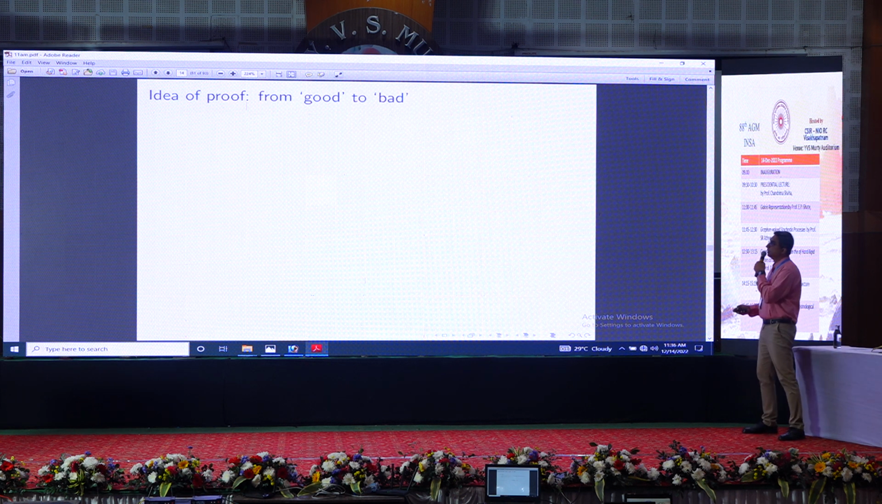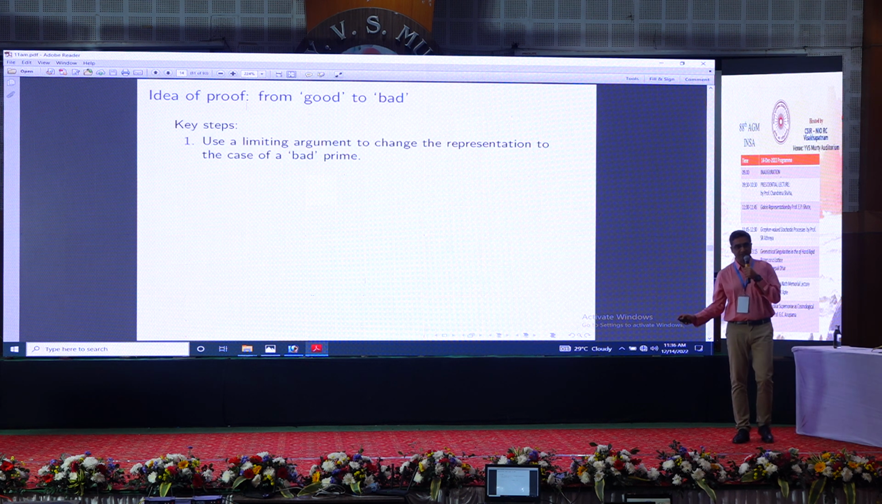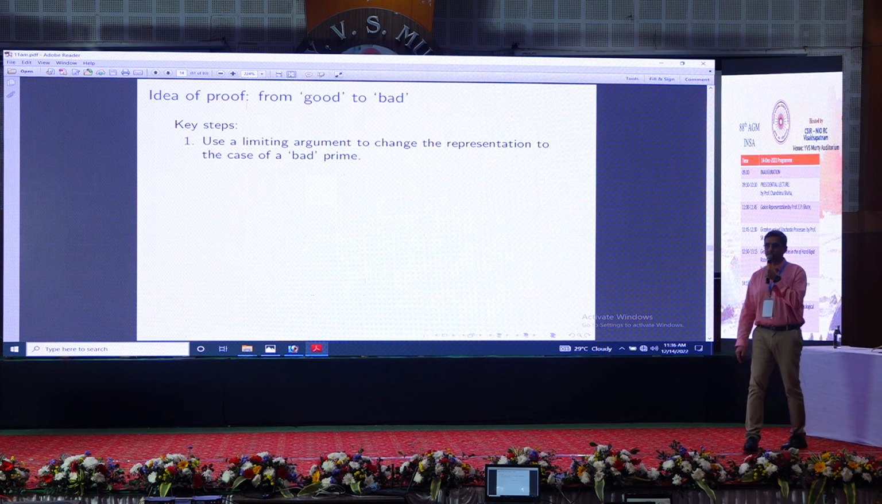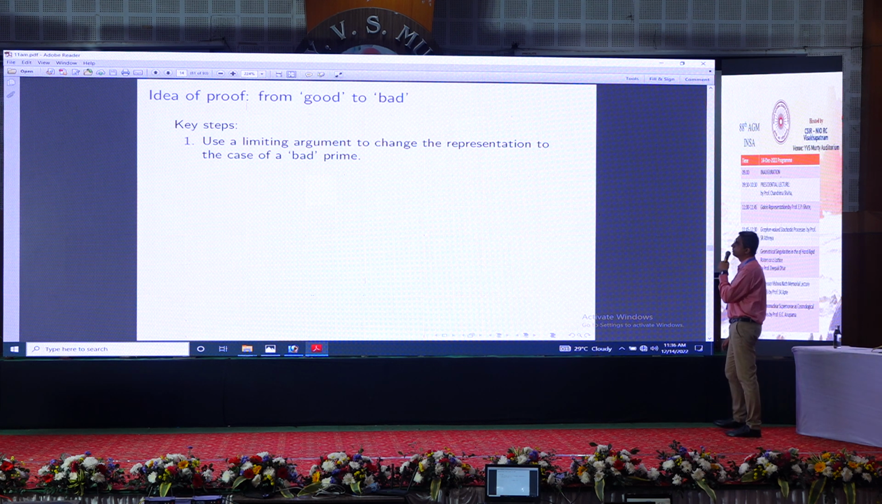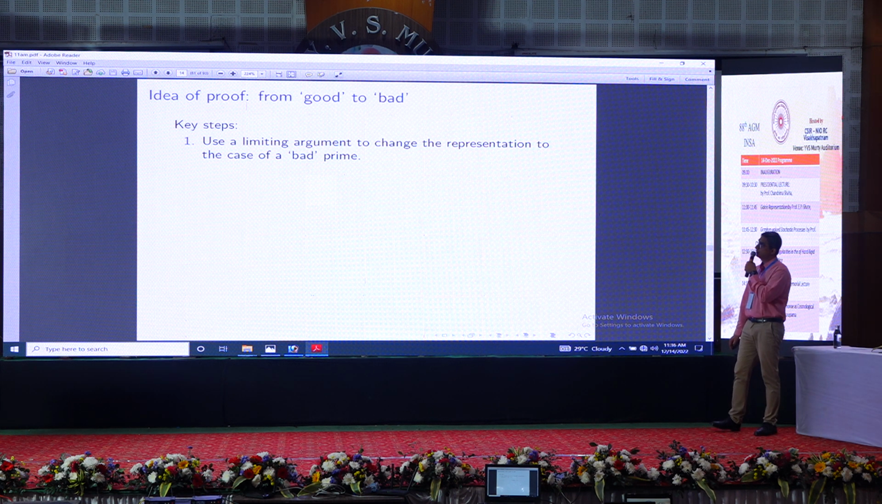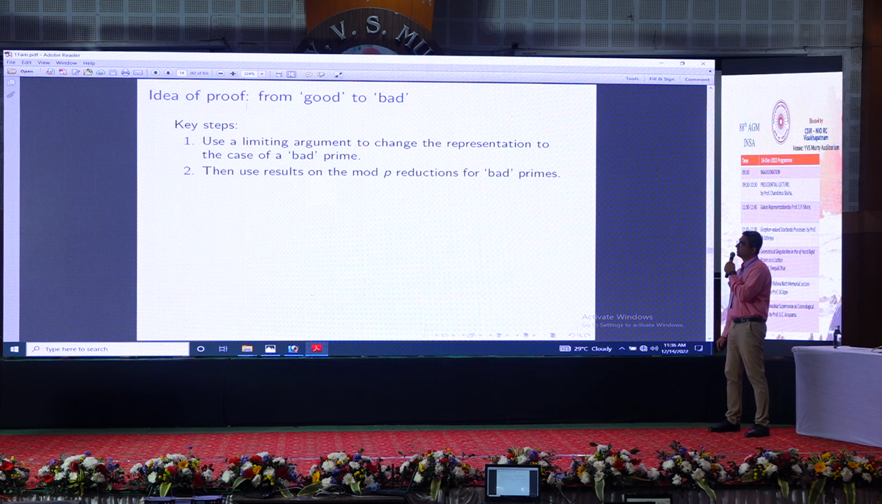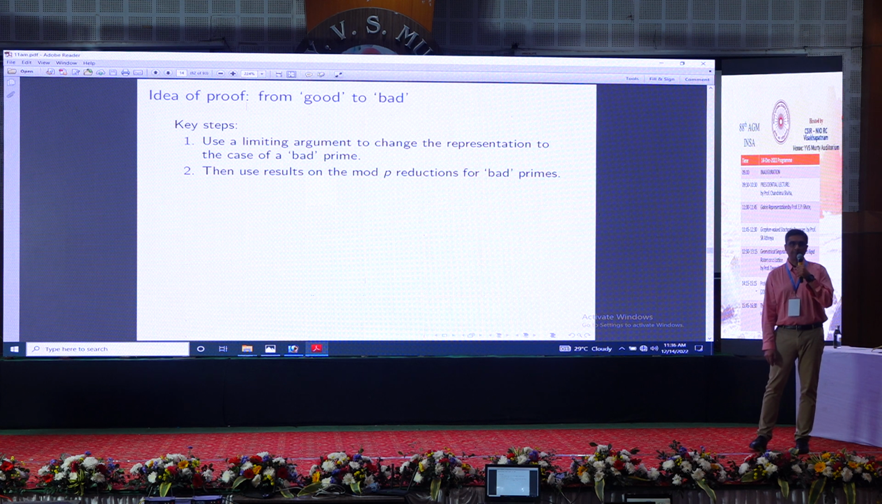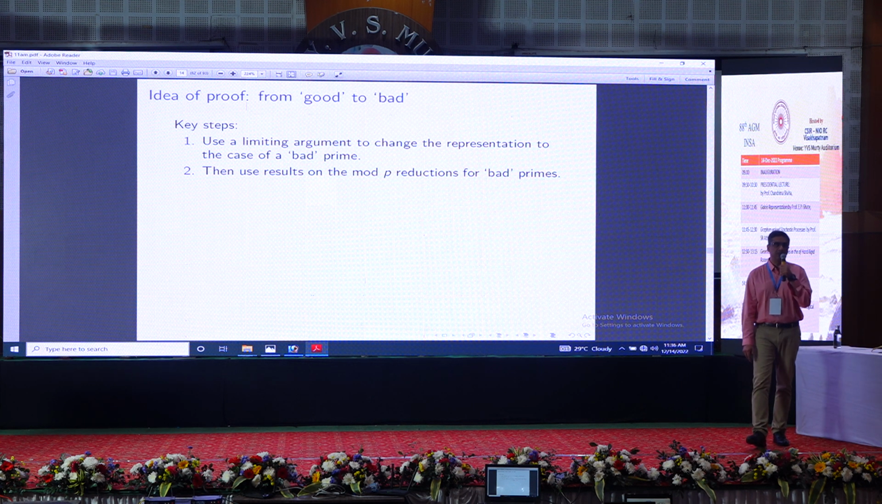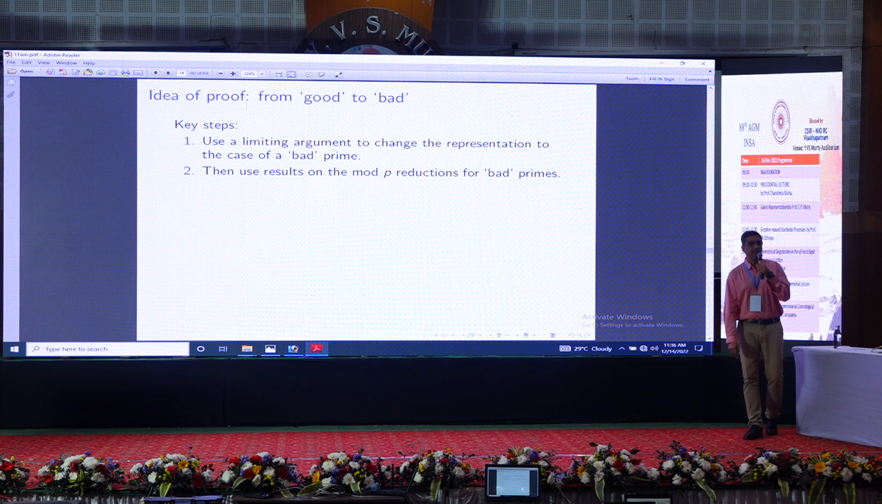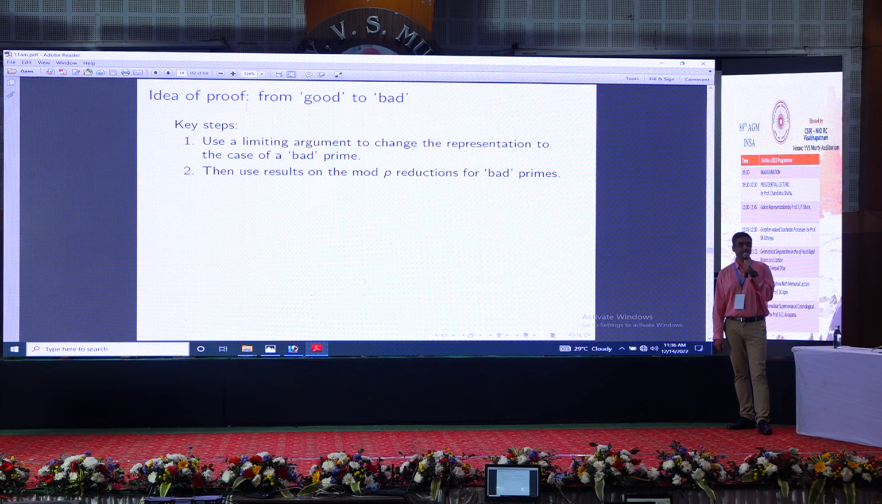Okay, so let me first give the very rough idea of the proof and then give more details. So what's the rough idea? The rough idea is that you use a limiting argument to change from the case of a good prime to the case of a bad prime. I'll define what bad prime is soon. The second part of the argument is to then use results in the literature for the case of bad primes. So we were studying the local reductions of Galois representations at good primes, but somehow we want to reduce to the case of a bad prime and then use work in the literature where things apparently are known.